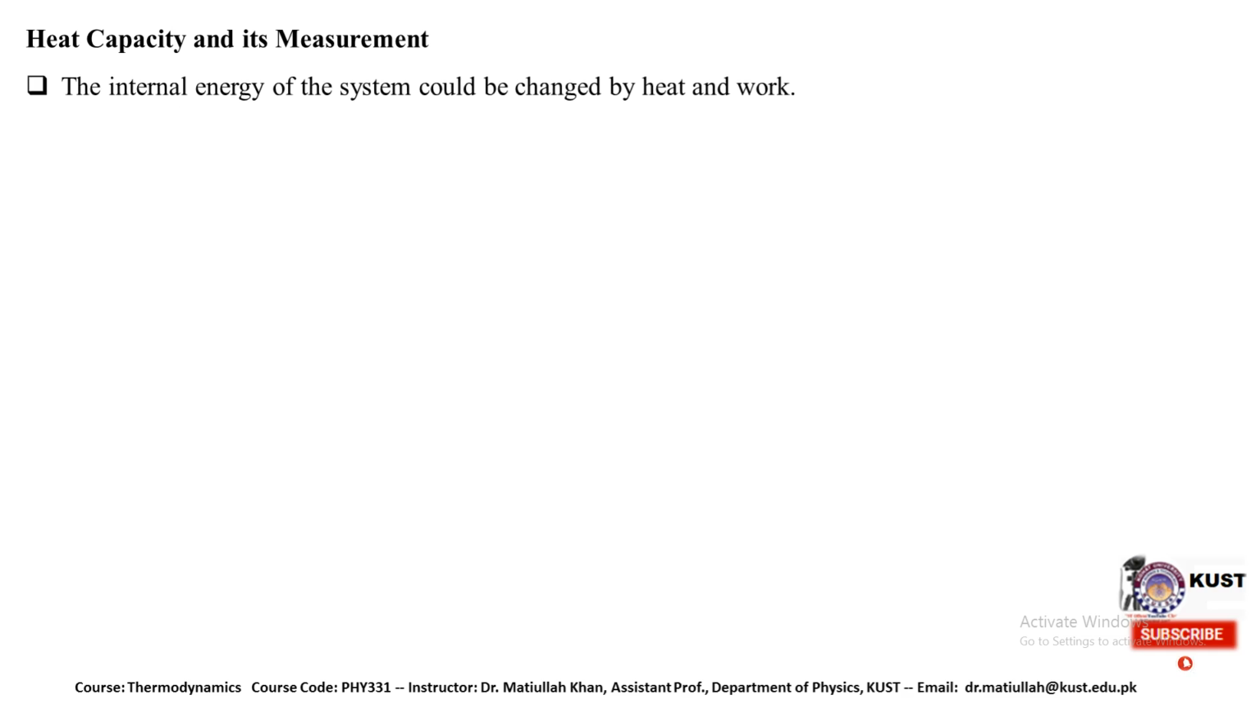So we know that the internal energy of a system can be changed by heat and work. If we give heat to the system, the internal energy of the system can change. If the system does some work, the internal energy of the system is also changed. So it means that we can change the internal energy of any particular system by changing its heat or by work done by the system or on the system.